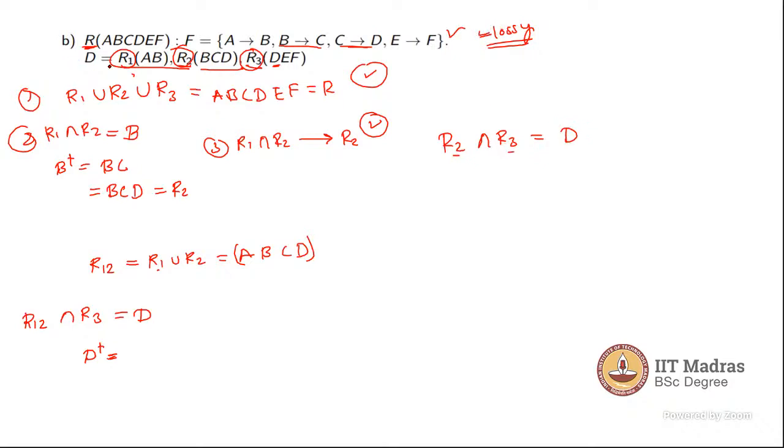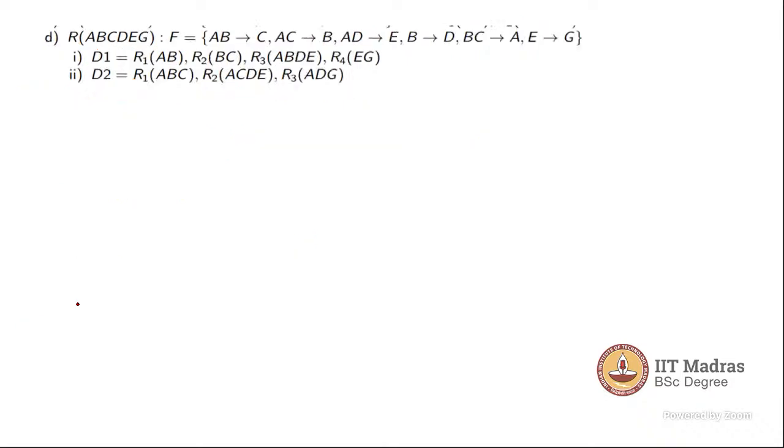So basically, you have to take any two of the decomposition, R1 and R2, or R1, R3, or R2, R3. Then you have to rename it as R12, which equals R1 union R2. Then you have to check this condition with R12 and the remaining decomposition, that is R3 here. Okay. Similar examples are there.